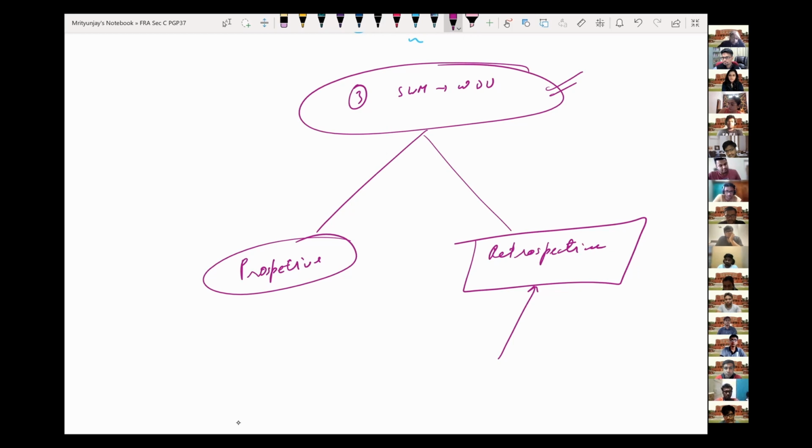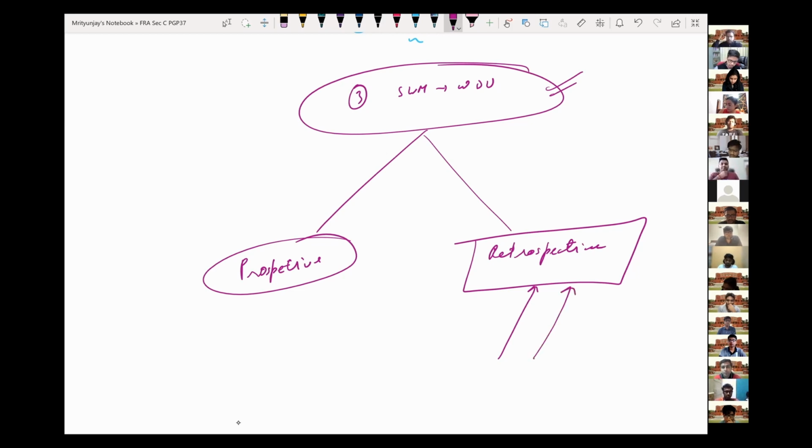Looking back, retrospective means looking at the past in hindsight. So basically, we want to implement the changes after looking at the past as well. That's what we will do in retrospective.